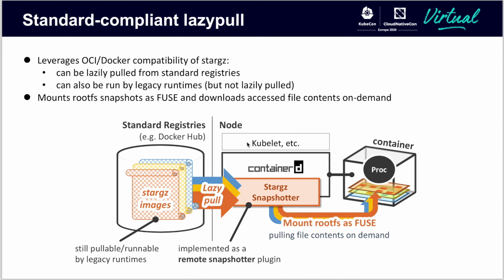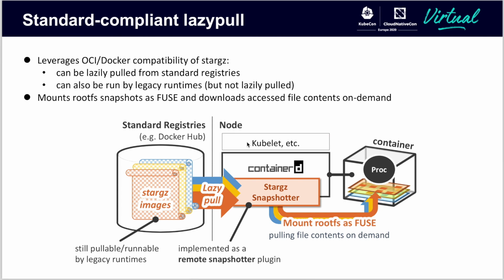So how is lazy pull provided? Stargz Snapshotter leverages the Stargz image, which is compatible with the current OCI Docker image specs, which means the Stargz image can be lazily pulled from standard registries, and it can also be run by legacy runtimes, but in this case, not lazily pulled.